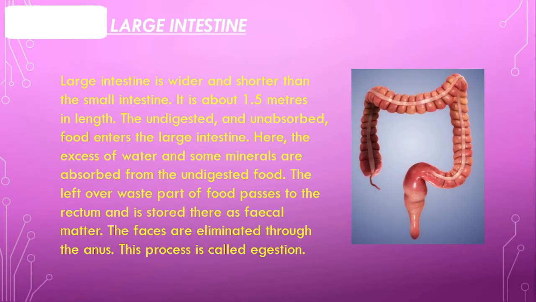The large intestine. Large intestine is wider and shorter than the small intestine. It is about 1.5 meters in length. The undigested and unabsorbed food enters the large intestine. Here, the excess of water and some minerals are absorbed from the undigested food. The leftover waste part of food passes to the rectum and is stored there as fecal matter. The feces are eliminated through the anus. This process is called egestion.